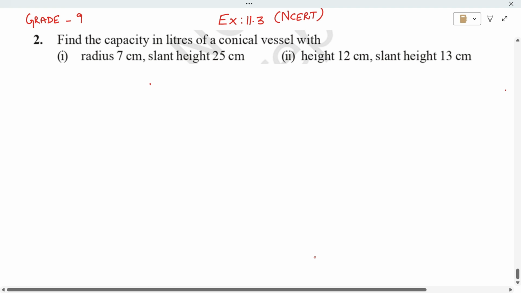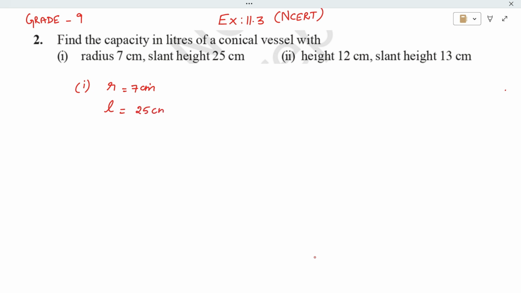Question number 2. Find the capacity in liters of a conical vessel with radius 7 centimeter and slant height 25 centimeter. I'm going to do subdivision 1 of question number 2. So I'm writing given radius is 7 centimeter, slant height is represented by the letter L is equal to 25 centimeter. And remember what I have to find? I have to find the capacity, which is nothing but volume. But I have to mention the unit in liters.